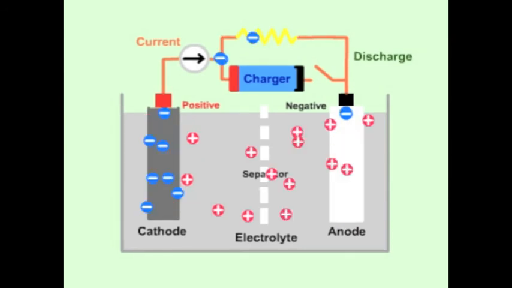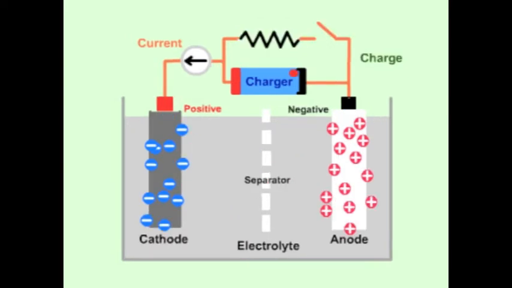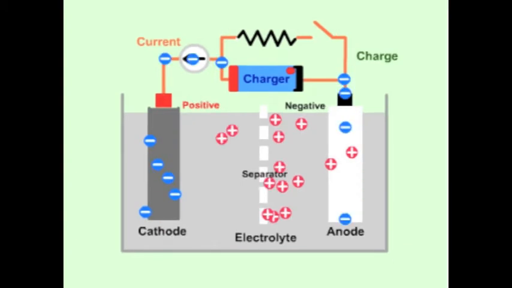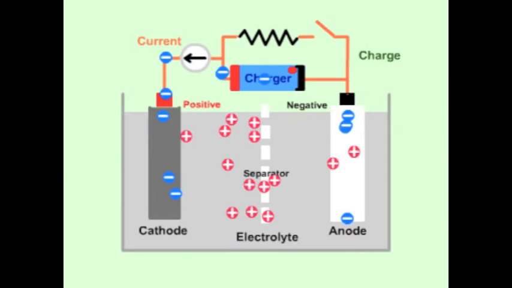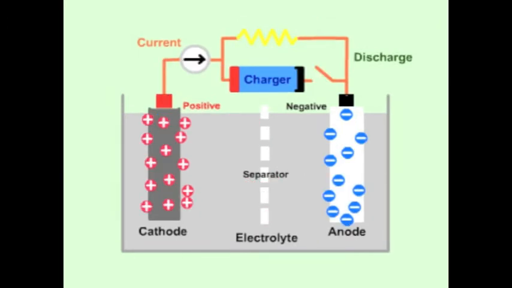During the discharging process, electrons from the anode are transferred to the cathode. When the battery is being charged, the electrons move from the cathode back to the anode and become negatively charged. This cell can discharge and recharge many times until it is diminished.